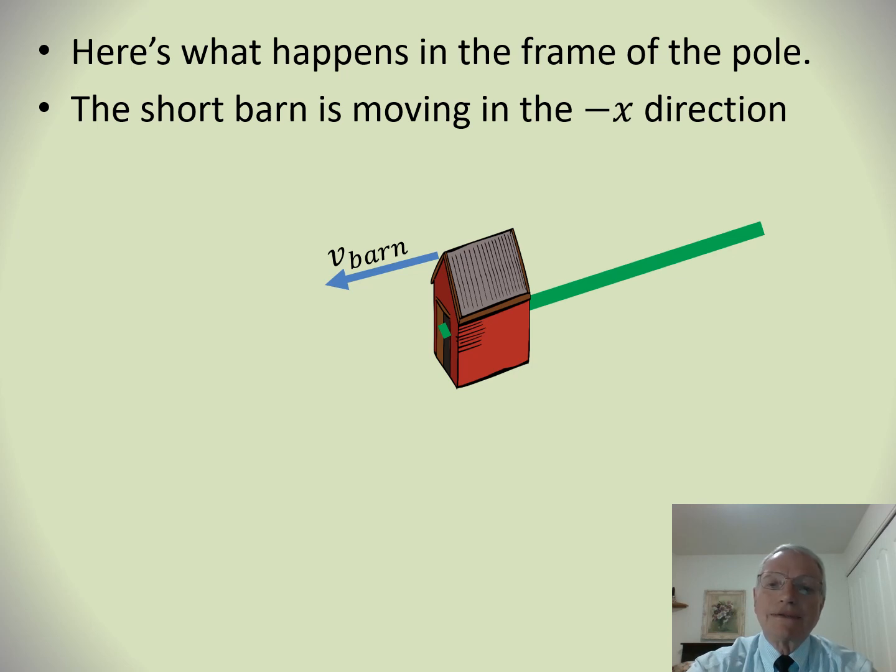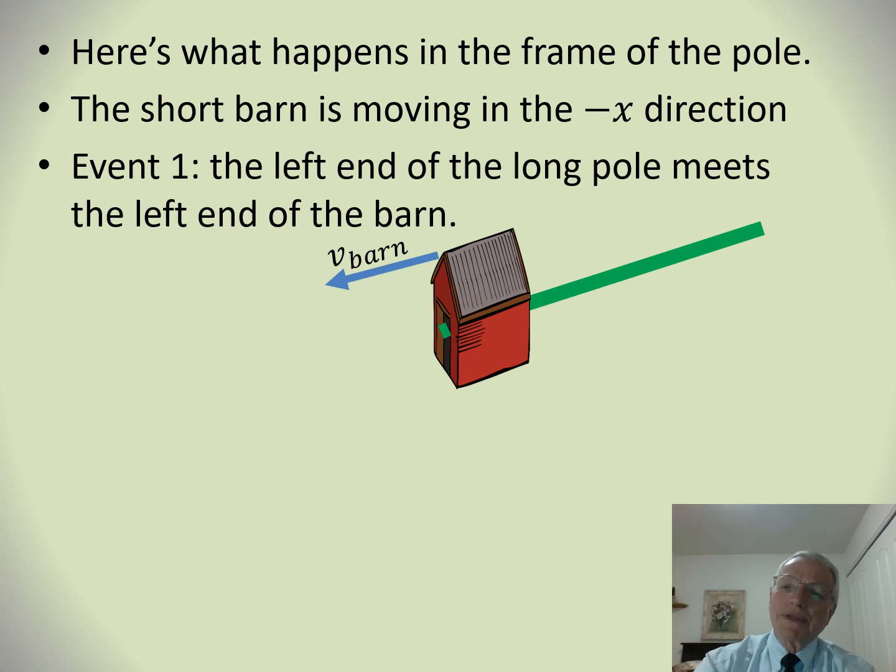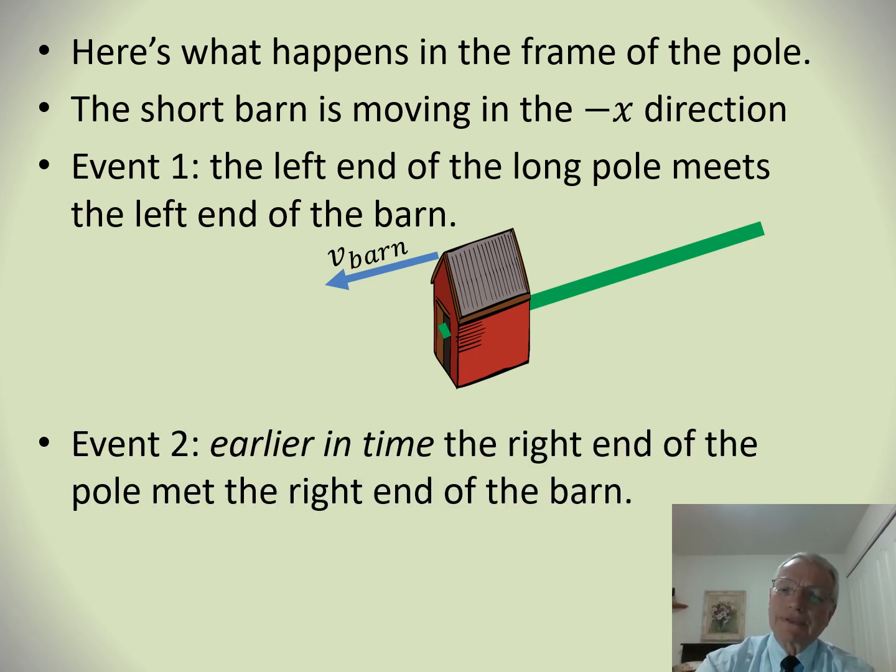The events mean what they mean. They mean that left edges touch left edges. You don't change that. You just change the positions where they happen. Notice that if the barn is moving to the left, the time at which the right end of the barn and the right end of the stick were together must have been earlier in time.